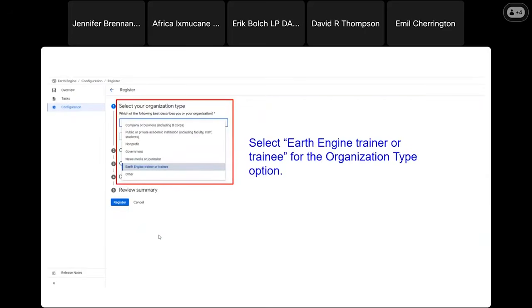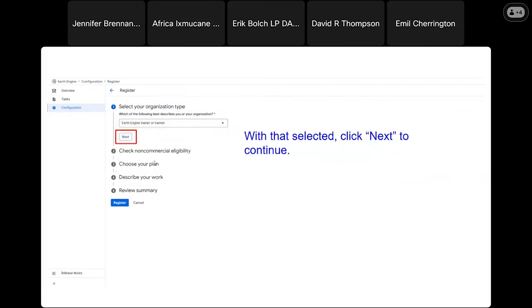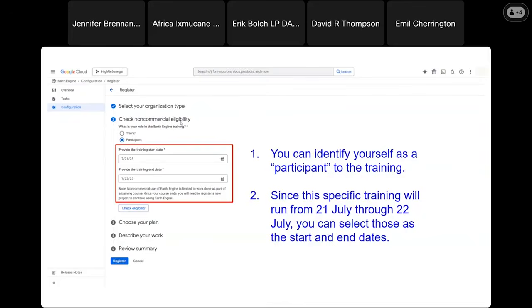There you're going to have to specify the type of organization, and it does give an option for Earth Engine trainer or trainee. I assume those of you who are being trained are going to want to select that option. Hit next. It will ask you to check your non-commercial eligibility, and you can then select that you're a participant. We can put in the different dates for the training, or you could spread it out a little longer if you want to continue testing. But in this case, I had specified today and tomorrow as the start and end dates for the training.